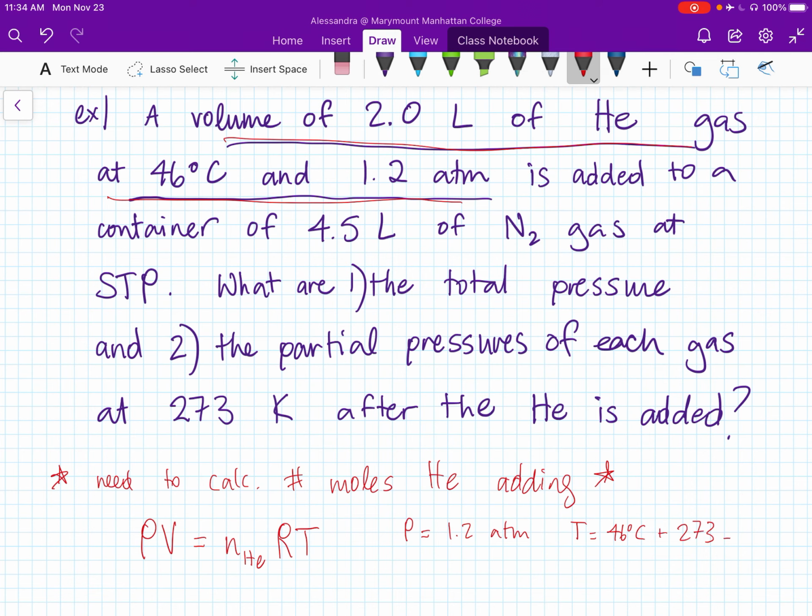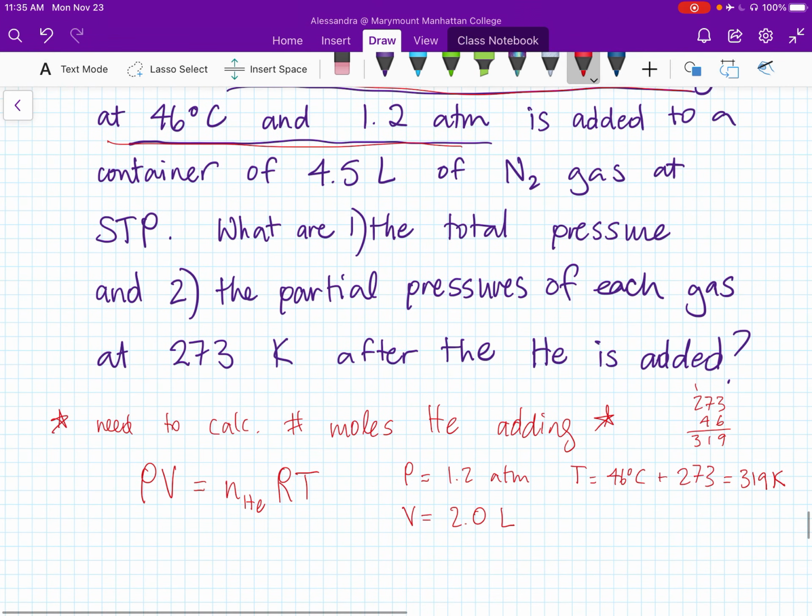So make sure that you convert the temperatures to Kelvin whenever you're doing these ideal gas law equations. So carry the 1. This is going to be 319 Kelvin. The volume of helium's container initially was 2 liters. And again, I'm just using that initial set of data to figure out the number of moles of helium. R is the gas constant, okay, so that you can look up.